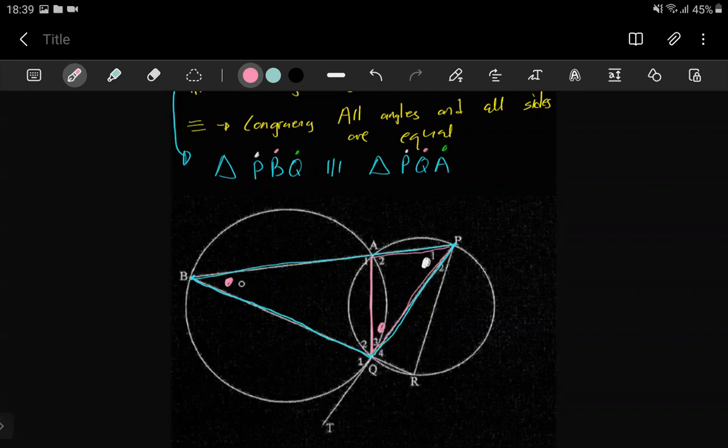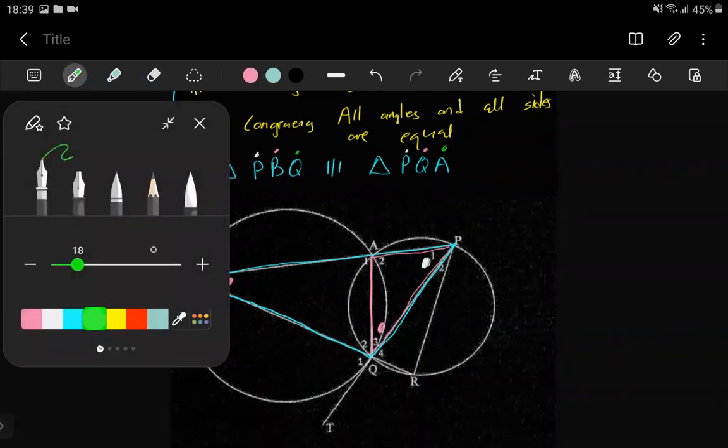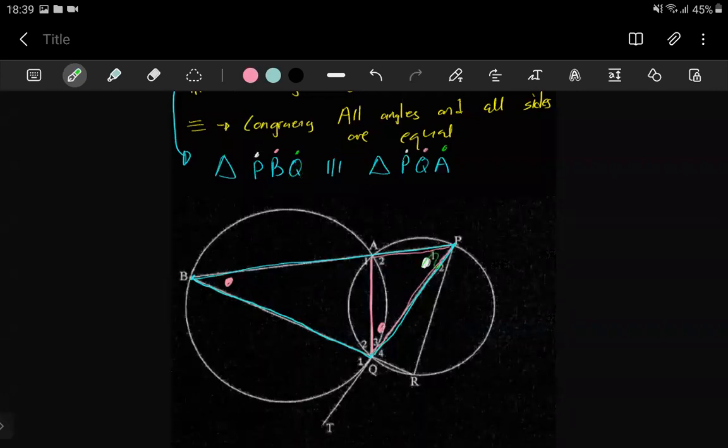So we should find a reason why these are equal. And then lastly, we should show that this Q for the blue triangle, which is this whole angle over there, is equal to the A in our other triangle, which is this part over here.